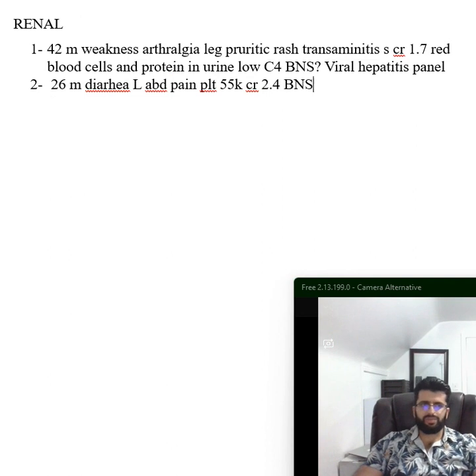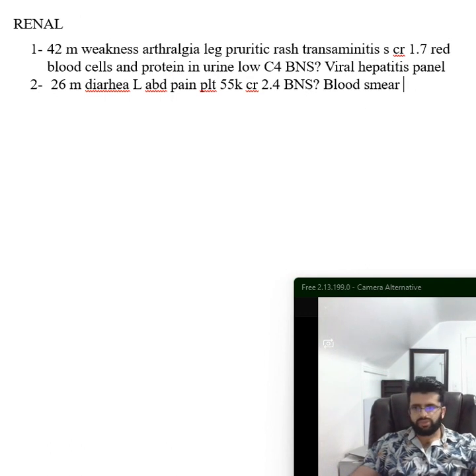And they ask what's the next step. So you need to know what's the diagnosis. This is most likely hemolytic uremic syndrome, so you want to do a blood smear to confirm whether it is or not, okay? But that's the job as a physician. You suspect the most likely diagnosis, and you treat it, okay?